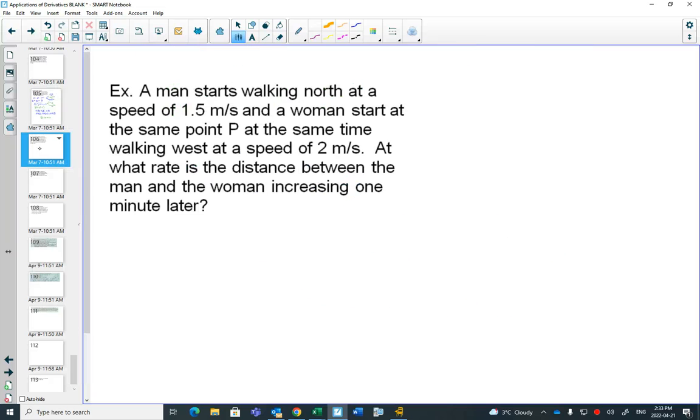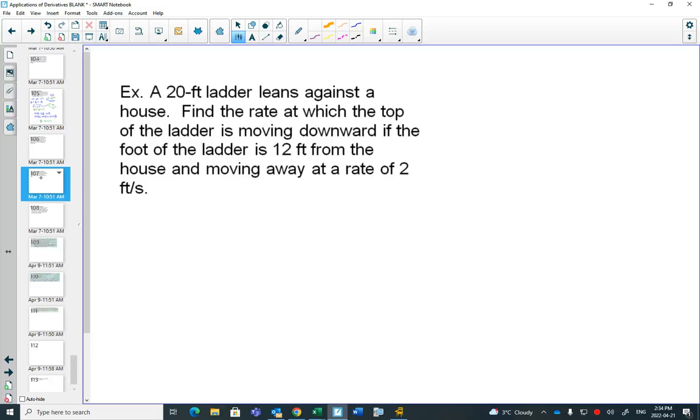Another triangle question. Oh, but related rate questions. Here we go. This is the same one. We're going to skip this one. This one, let's do this one. A 20-foot ladder leans against a house. Find the rate at which the top of the ladder is moving downwards.